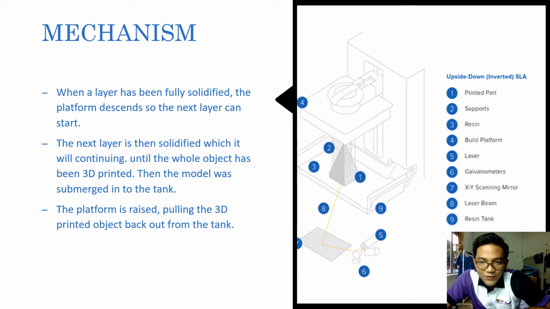So we go through the mechanism of stereolithography. First, the computer controls the platform and the laser, where we place the design. Then when one layer has been solidified, the platform descends so the next layer can start. The next layer is then solidified, which continues until the whole object has been 3D printed and the model is submerged in the tank. After this, the platform is raised, pulling the 3D printed object back out from the tank. This is reversed depending on whether we use a bottom-up or top-down resin 3D machine.